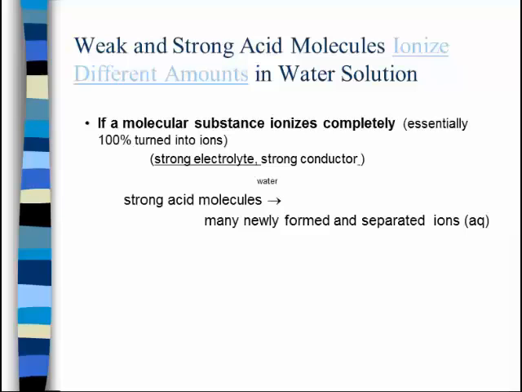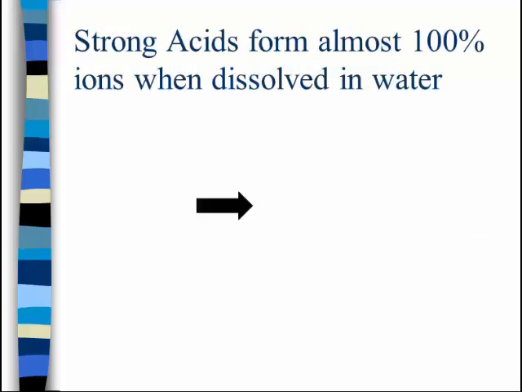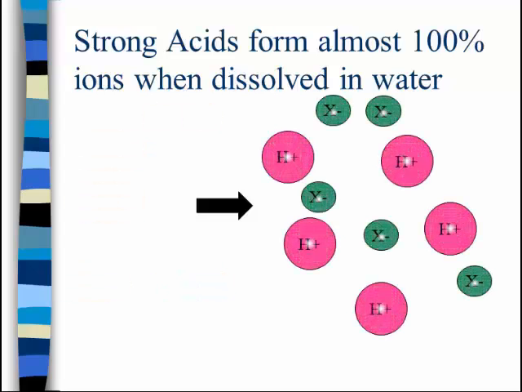If a molecular substance ionizes completely, essentially 100% turned into ions, this would be a strong acid. It makes many separated and solvated ions. It's a strong electrolyte. So here could be an indication in pictures of what that looks like. Essentially, all 5 molecules put into the water solution came apart into ions, formed ions. So we get no intact molecules in a strong acid, and 100% of the molecules turned into ions, or ionized.